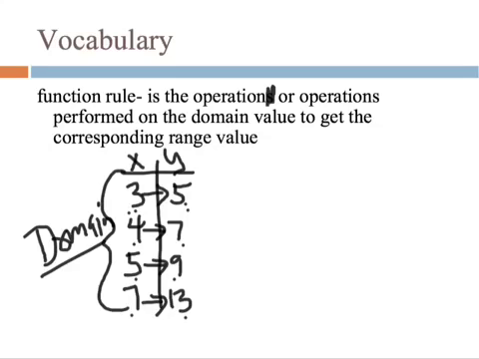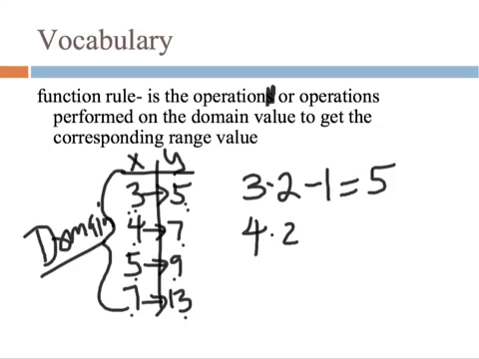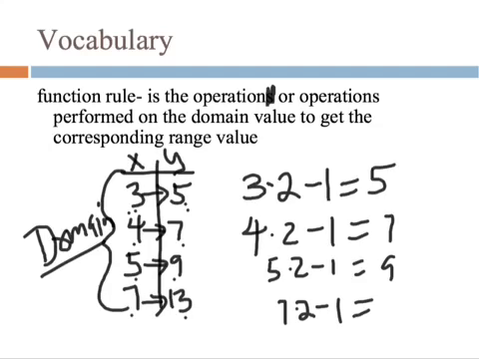And so now hopefully you see that 3 times 2 minus 1 will give me 5. And that relationship will happen all the way down the line. 4 times 2 minus 1 gives me 7. 5 times 2 minus 1 gives me 9. And then 7 times 2 minus 1 will give me 13.